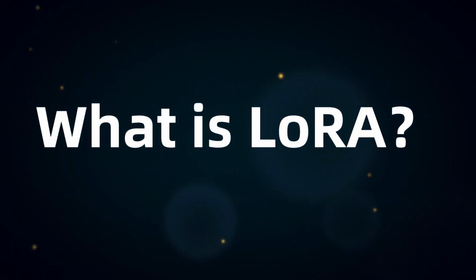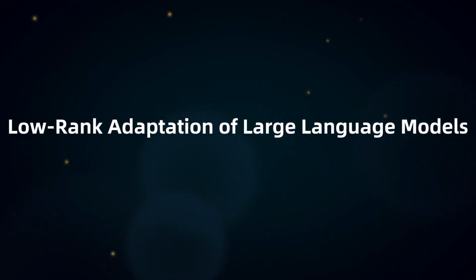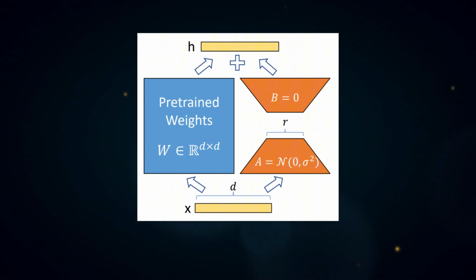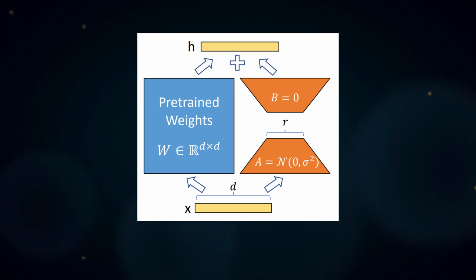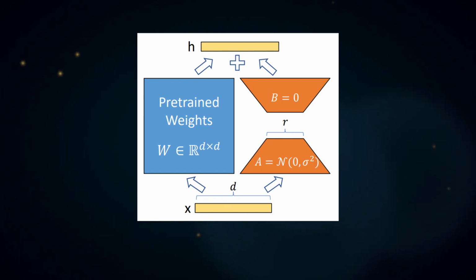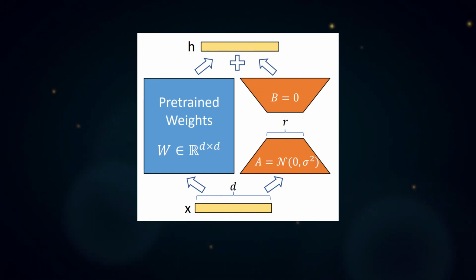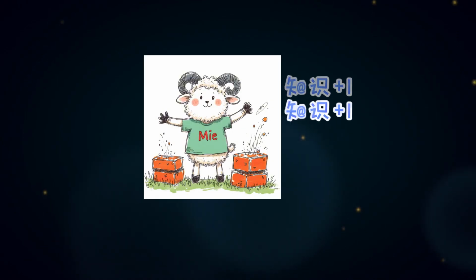Now, what exactly is LoRA? LoRA, short for low-rank adaptation of large language models, is a technique that allows us to fine-tune large models efficiently with fewer resources. The core concept is low-rank decomposition, which expresses the parameter update matrix delta W as the product of two smaller matrices A and B. During training, only A and B need to be updated, eliminating the need to store and manipulate the full W matrix. This greatly reduces VRAM usage and computational costs.